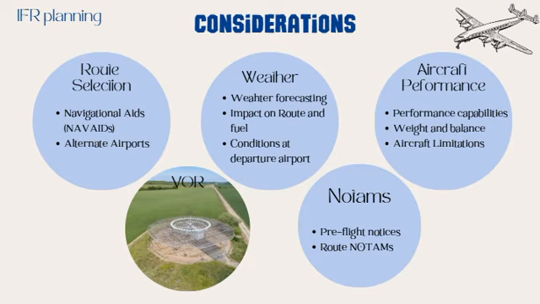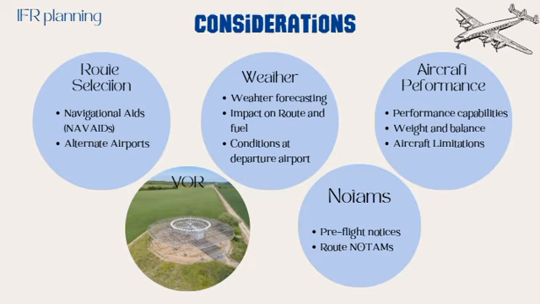Now, the alternate airports. In IFR planning, it's essential to identify alternate airports along the route. These are airports where the flight could land if it cannot reach its original destination, often due to bad weather, mechanical issues, or other unforeseen circumstances. Alternate airports are chosen based on their distance from the main route, runway availability, and the current and forecasted weather.